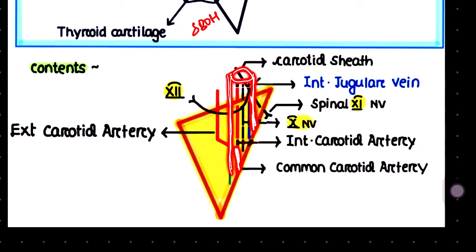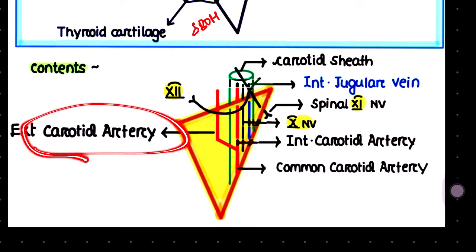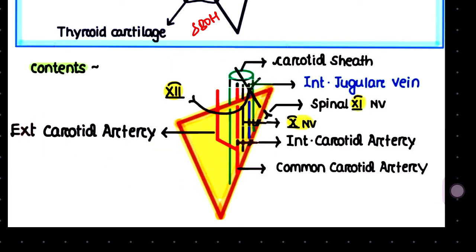We already said that one is the common carotid artery, right? The common carotid artery will bifurcate into the internal and external carotid artery. If you see this internal carotid artery, it is present within our carotid sheath, but this external carotid artery is not situated within our carotid sheath, as you can see. So we can say that the external carotid artery is a content of our carotid triangle, but it is not a content of our carotid sheath. That's an important point.